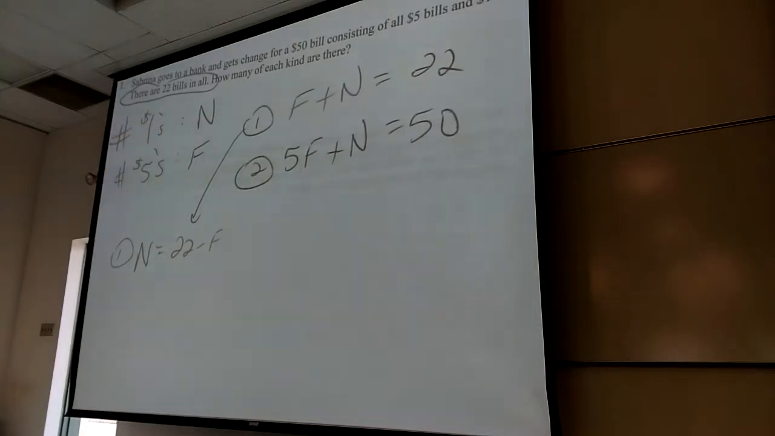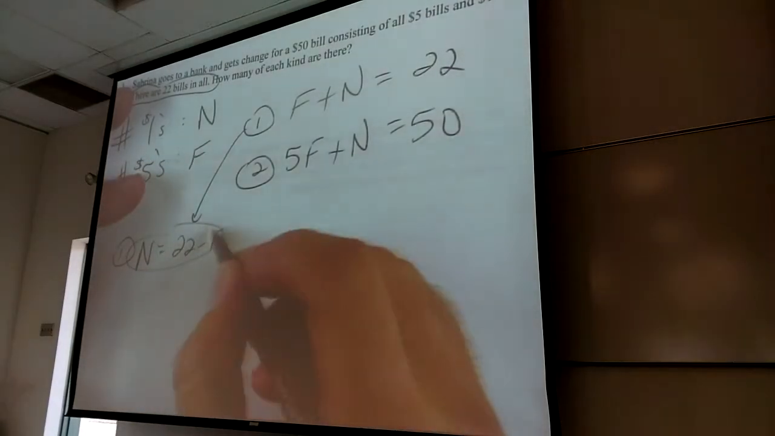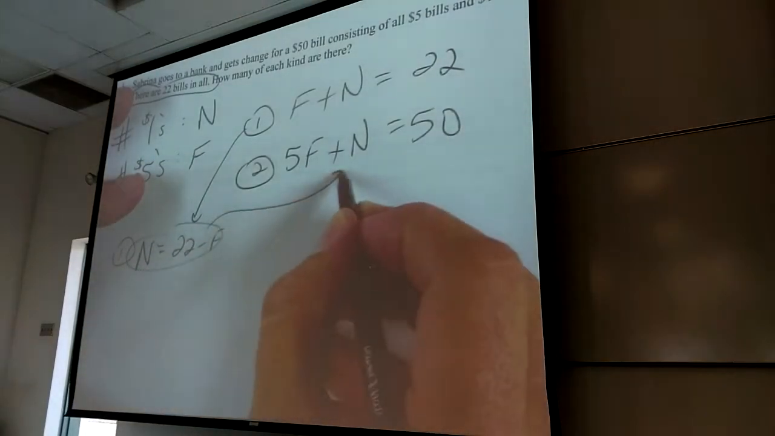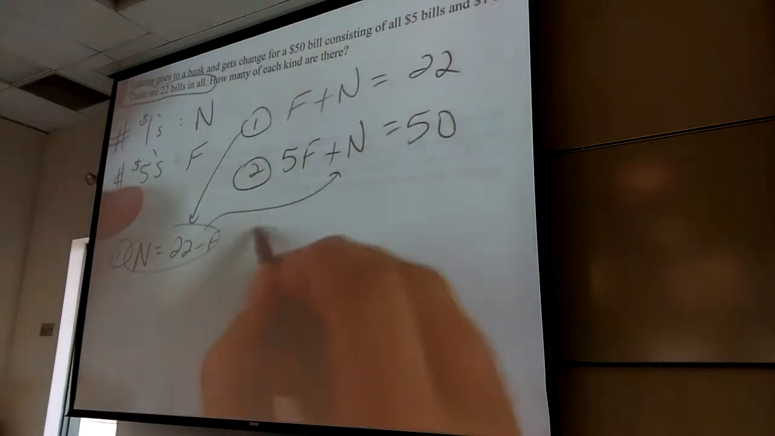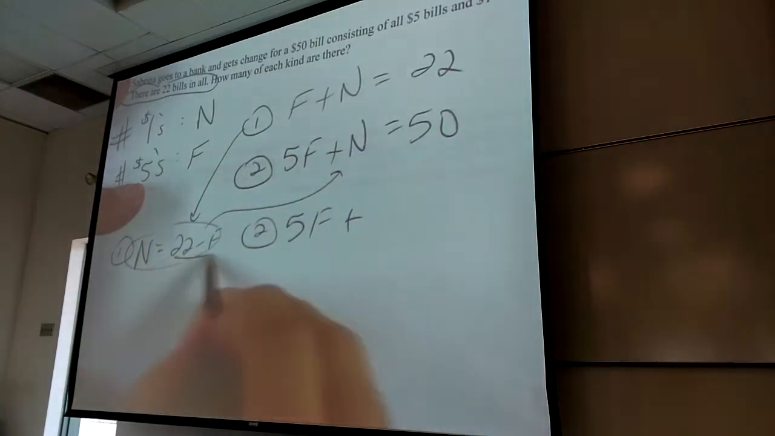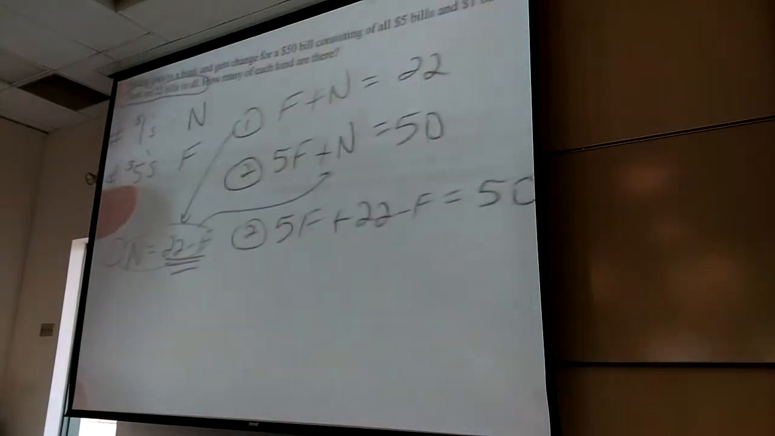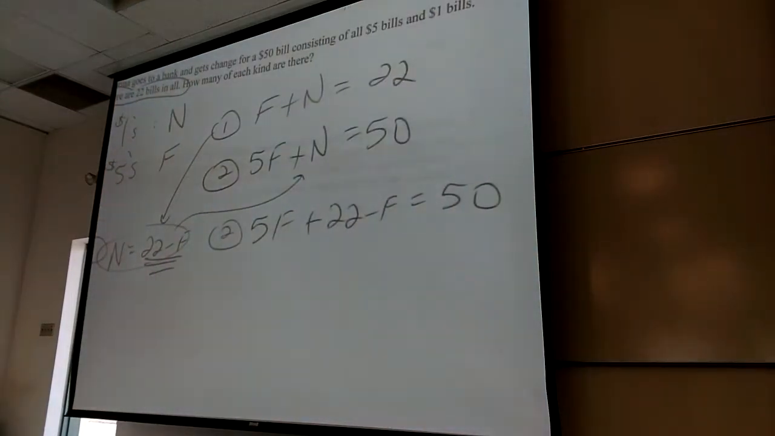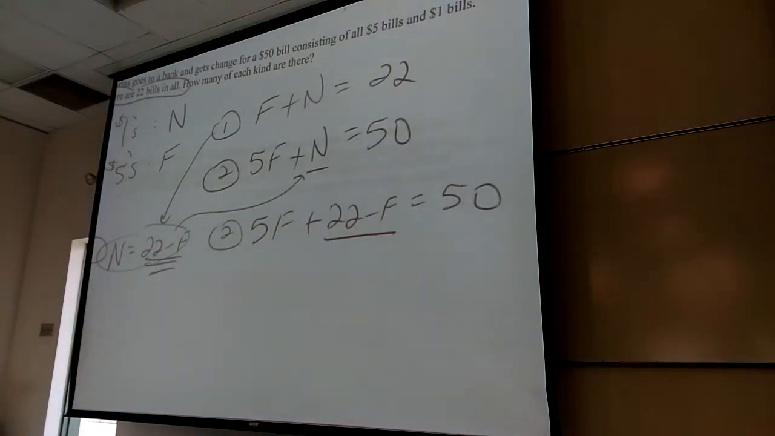Now, if you didn't do it this way, you're fine. If you did elimination, that's fine. I'm going to do that second. And now I can use this information in this other equation here. I know what N is, so I can rewrite the second equation as 5F plus 22 minus F. So I just took N and replaced it with what it is.